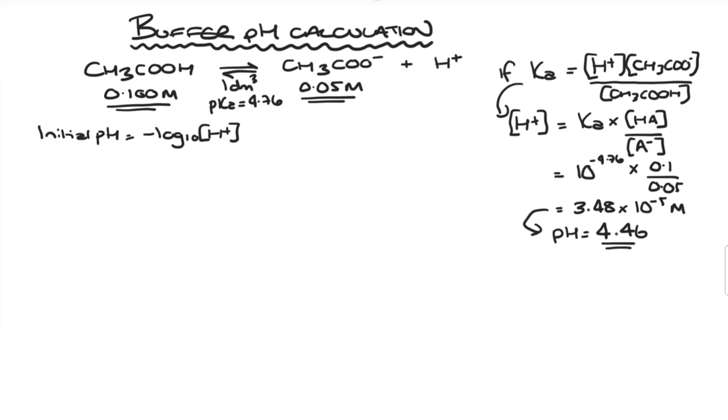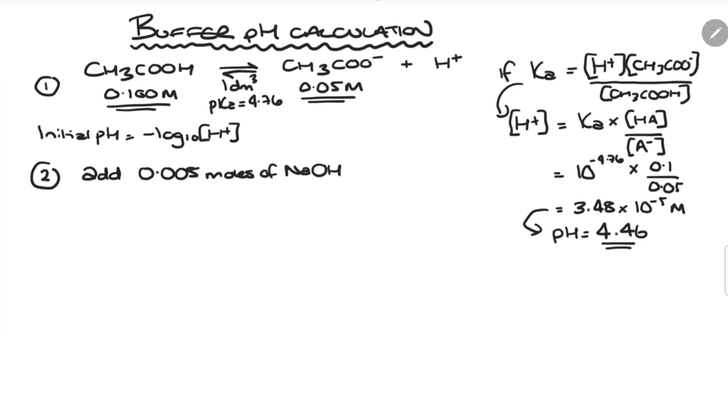Now, we can manipulate this. Call that step 1. In step 2, what we're going to do is add 0.005 moles of sodium hydroxide. So we're going to add a base to this buffer solution.